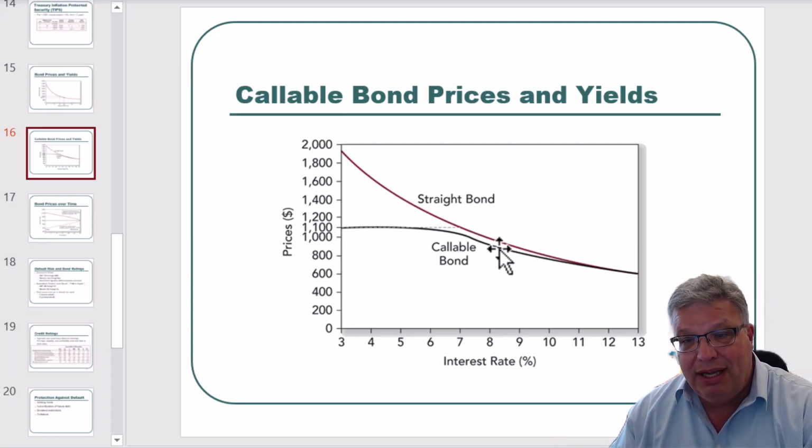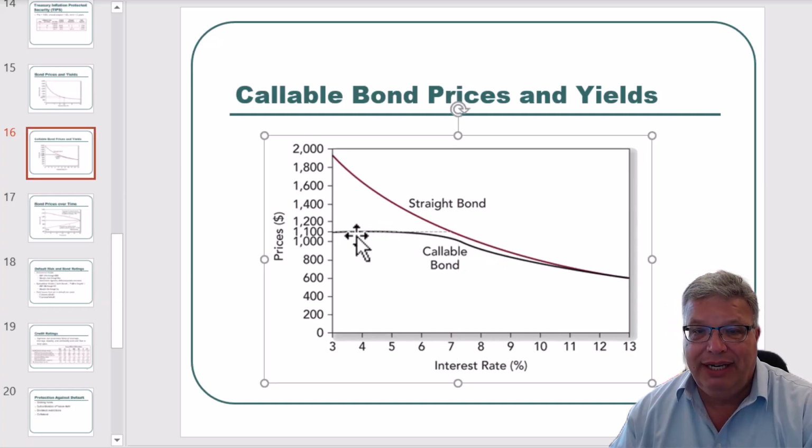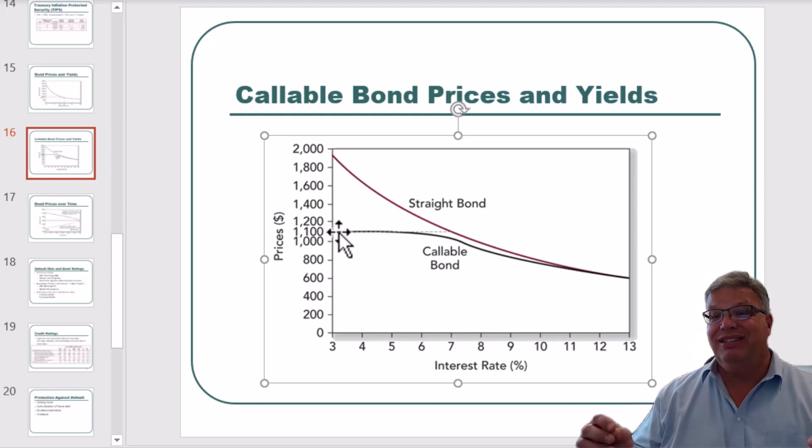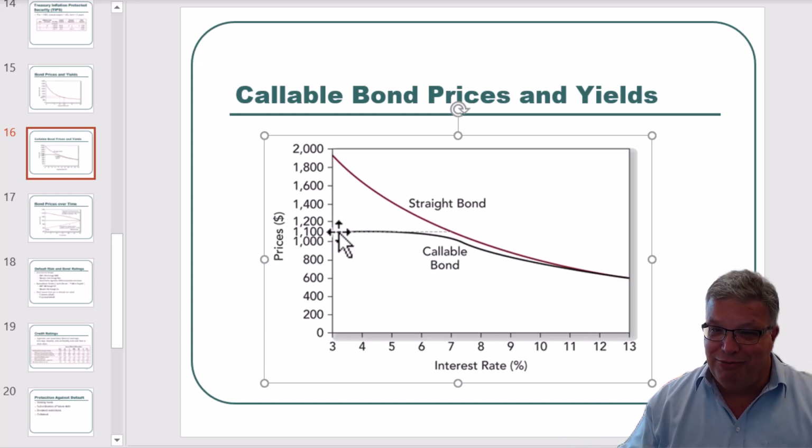On a callable bond, if you follow the black line, it's going to flatline, right? And it's going to flatline at the call price, because no one's going to buy that bond for more than the call price, knowing at any day the issuer could call the bond back, and we already know that they're not going to pay more than $1,100. So that means investors are going to pay no more than $1,100.